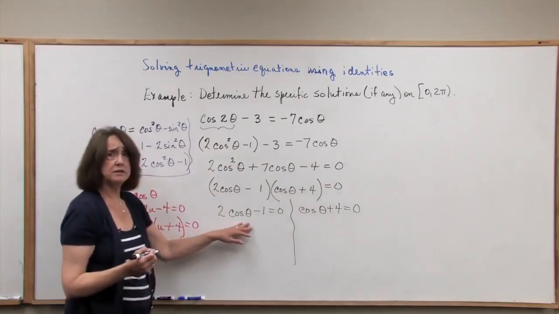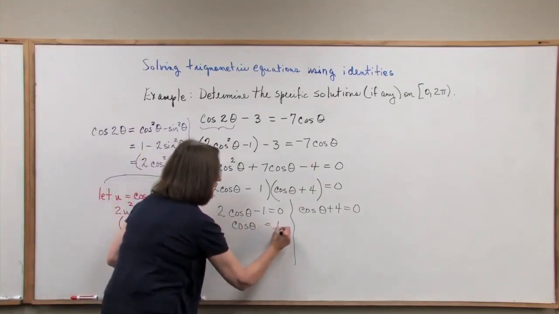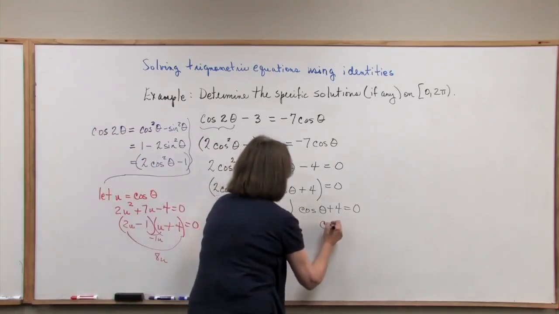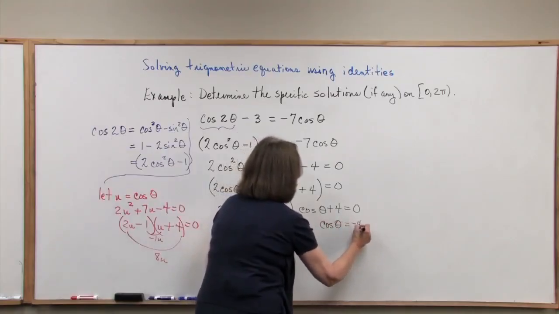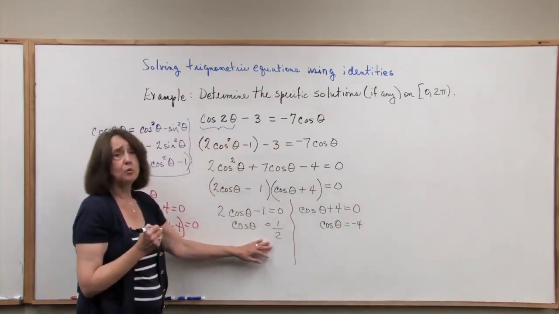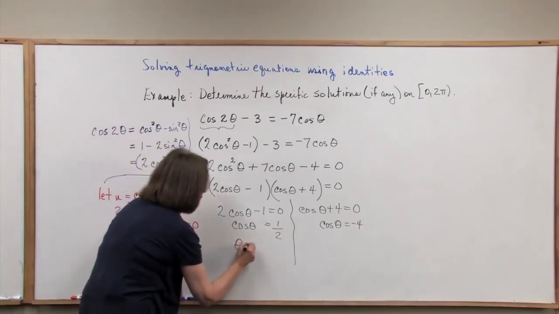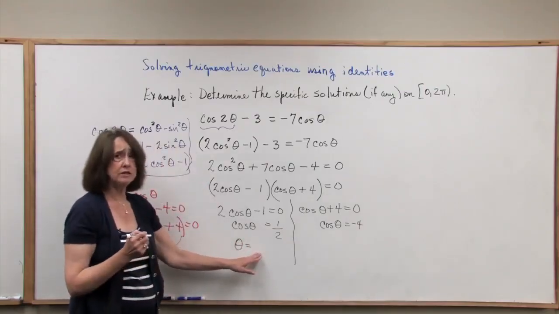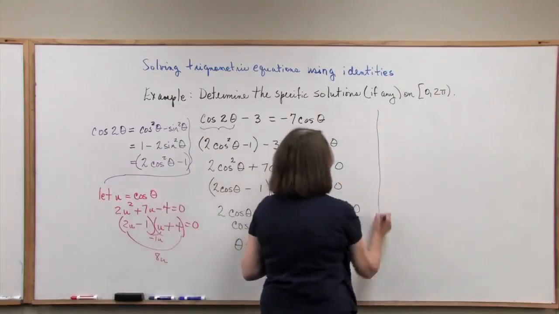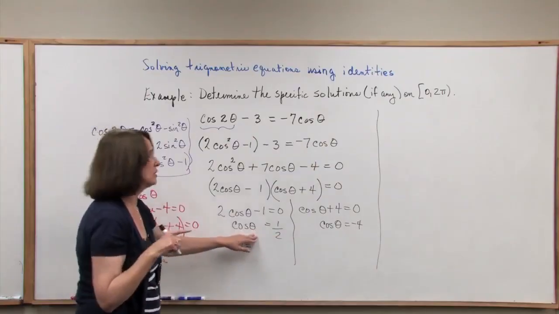2 cosine theta minus 1 equals 0. I'm going to add 1 and divide by 2. Cosine theta plus 4, I simply subtract the 4. Cosine of theta equals 1/2. This is a positive ratio, so once I find the reference angle, I know that will be one solution to this equation on my given interval. But let's find the reference angle so we can find the second solution.